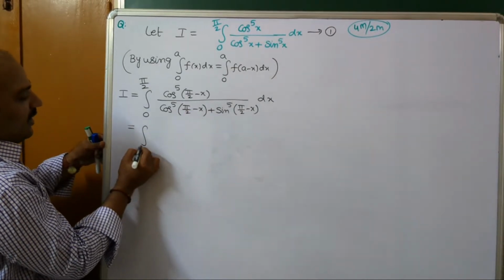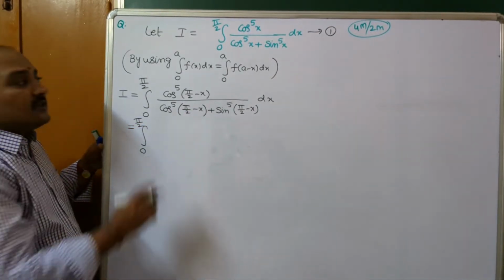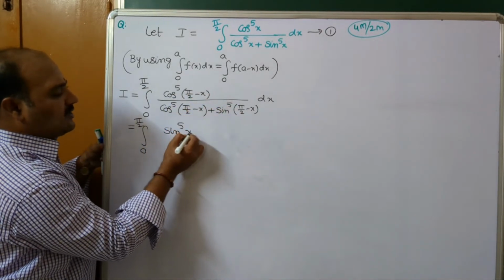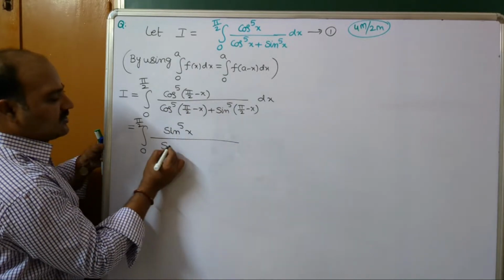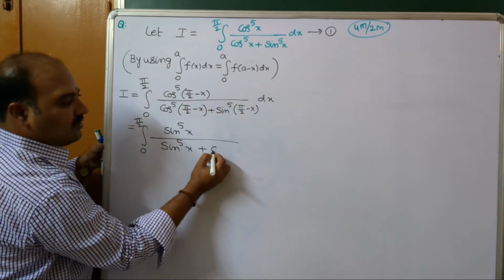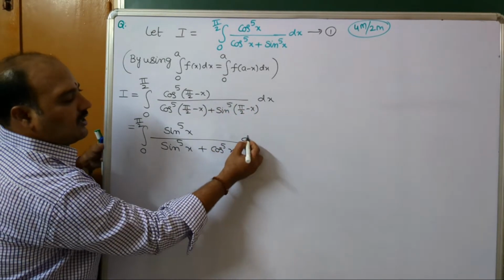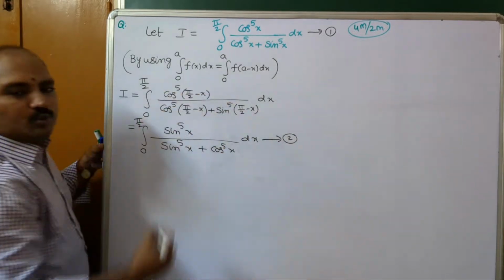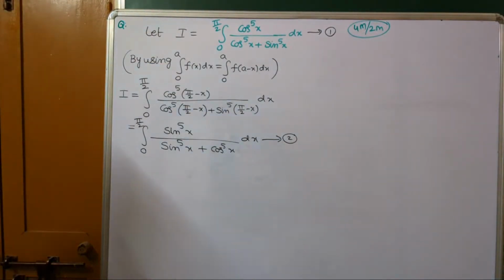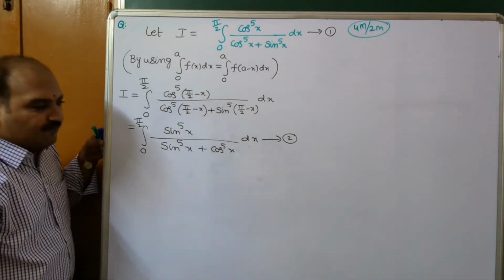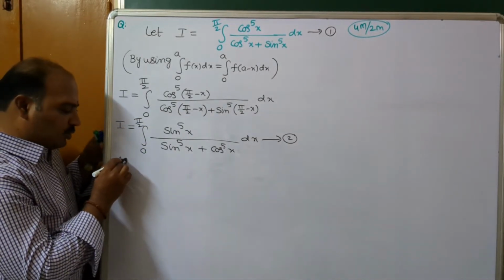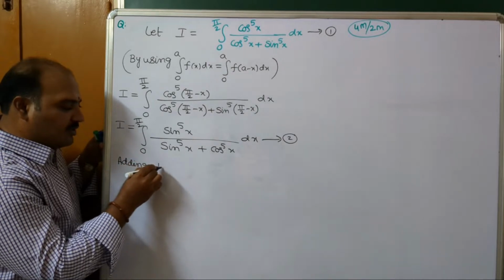So 0 to pi by 2, cos of pi by 2 minus x is sin x. So sin power 5x by sin power 5x plus sin of pi by 2 minus x is cos x, so cos power 5x into dx. Put that as equation number 2. If they are asking for 4 marks, till there you will get 1 mark for writing this formula, the property. Till there you will get another 1 mark. Now adding 1 and 2. Adding equation 1 and 2.